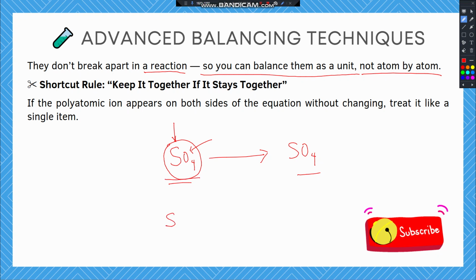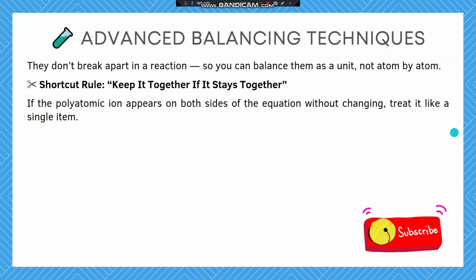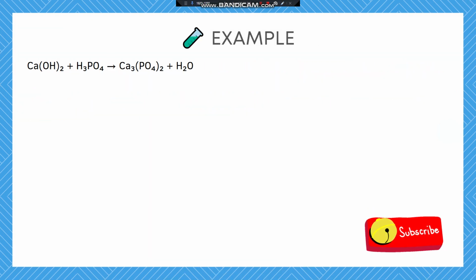For example, if we have SO4 with a subscript of 2 outside the bracket, and then there is an SO4 over here, what you simply do is add a coefficient of 2 over here to make both sides balanced. So if the polyatomic ion appears on both sides of the equation without changing, treat it like a single item, and that's what I just showed you how to do. Now that we've seen that, let's treat a couple of examples and then we'll draw the curtains on today's video. We have the first example on the screen right now.